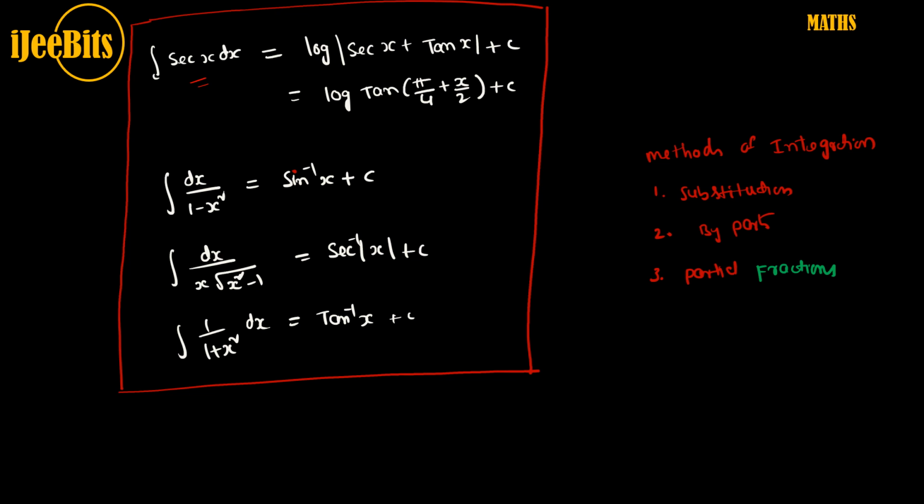Integration of dx by root of 1 minus x square. When you look at this one, this is a sine inverse function. Remember. Similarly, integration of 1 by x into root over x square minus 1 dx. When you see this, this is nothing but secant inverse x plus c. Integration of 1 by 1 plus x square dx, when you have this, this is a tan inverse. Right? These are the inverse functions. You have to just remember them.